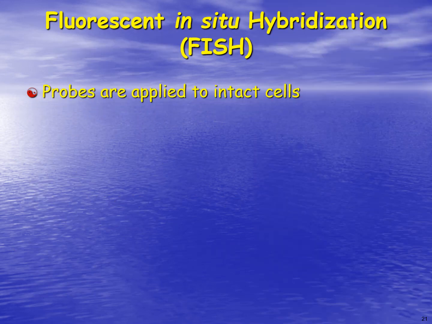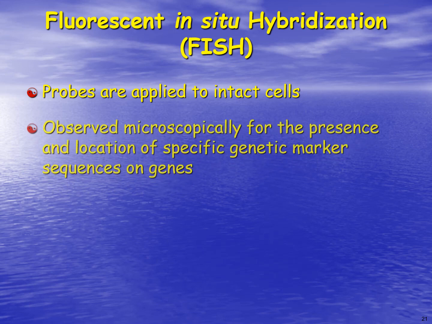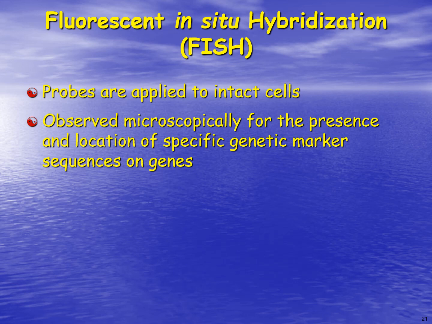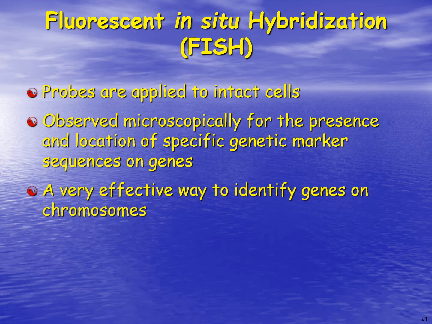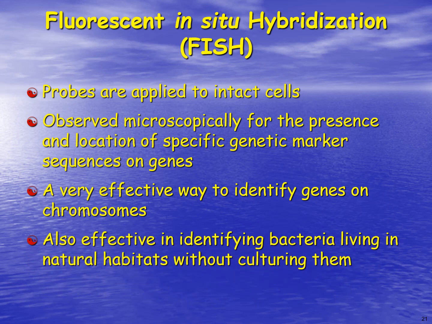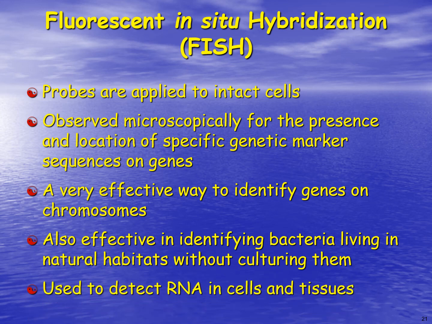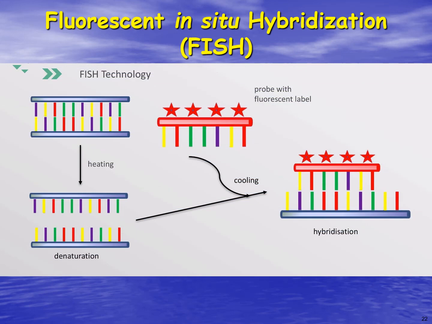In fluorescent in situ hybridization, also known as FISH, the probes are applied to intact cells and then are observed microscopically for the presence and location of specific genetic marker sequences on the genes. This is a very effective way to identify specific genes on a chromosome. It's also effective in identifying bacteria living in natural habitats without having to culture them. And we can even use FISH to detect DNA in cells and in tissues.